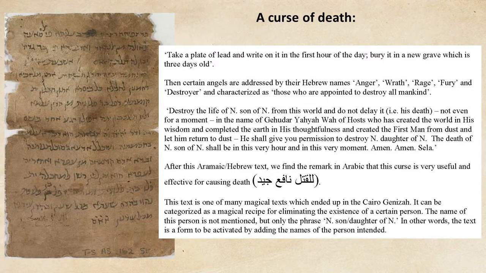This text is one of many magical texts which ended up in the Cairo Geniza. It can be categorized as a magical recipe for eliminating the existence of a certain person. The name of this person is not mentioned, but only the phrase N, son/daughter of N. In other words, the text is a form to be activated by adding the names of the person intended. Yeah, isn't that something, huh?